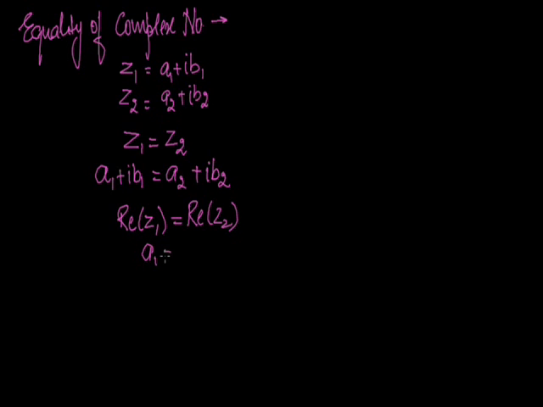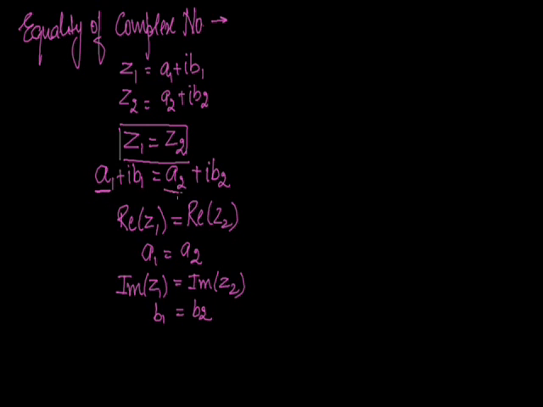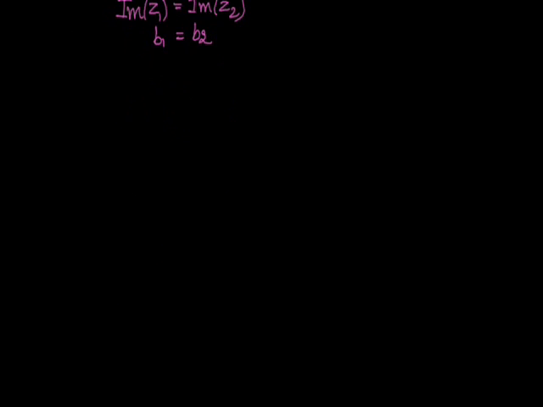That means a1 is equal to a2. And the imaginary part of z1 is always equal to the imaginary part of z2. So we can say that b1 is equal to b2. So this is equality of complex numbers. When we have to equate two complex numbers, the real part is equal to the real part of the second complex number, and the imaginary part of the first complex number is equal to the imaginary part of the second complex number. So in this way we can find out the two equal complex numbers.